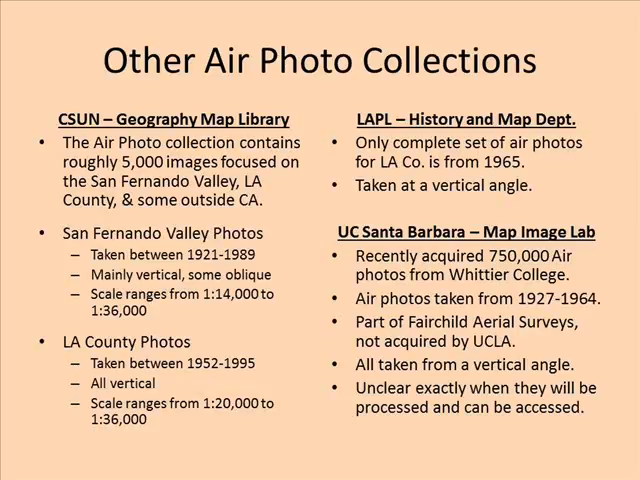UC Santa Barbara, however, the map image library there recently acquired 750,000 air photos from Whittier College. The air photos were taken from 1927 to 1964. They are part of the Fairchild aerial surveys that were not acquired by UCLA. All were taken from a vertical angle. UCLA got the oblique angle ones. It's unclear exactly when they will be processed and can be accessed.